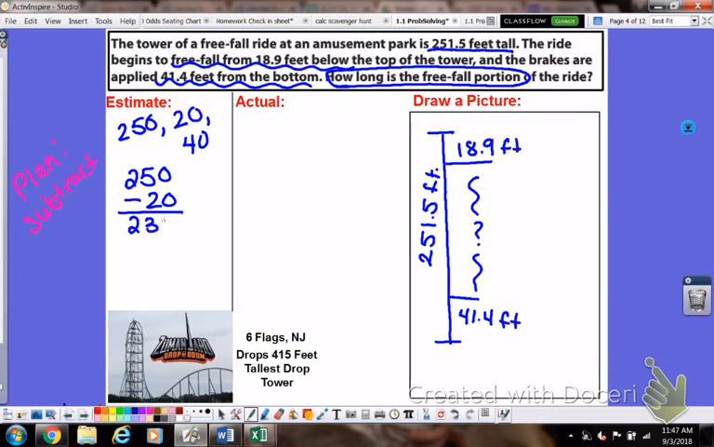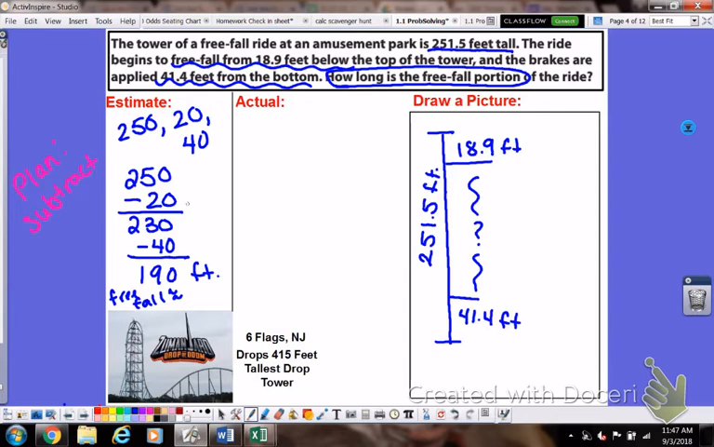Now we're left with 230 feet. Now we want to subtract that bottom portion where the brakes were applied. So our free fall is about 190 feet. So there's our estimate that we can use at the end to double check. So now let's go ahead and find out what our actual is.